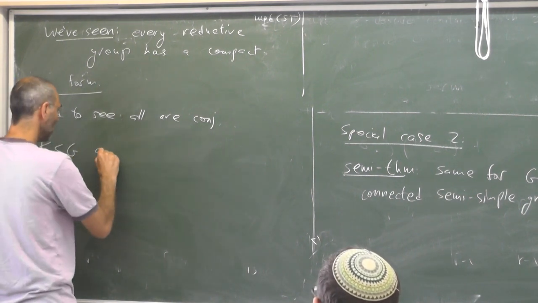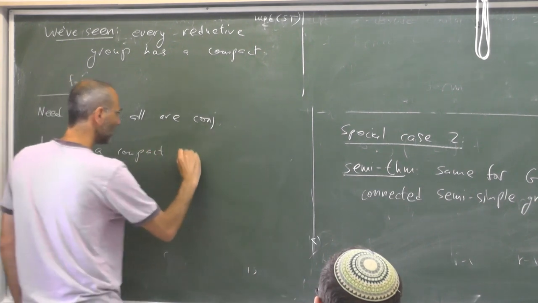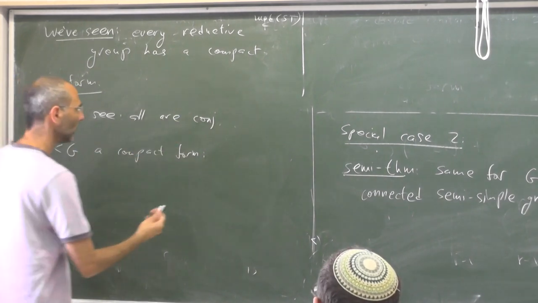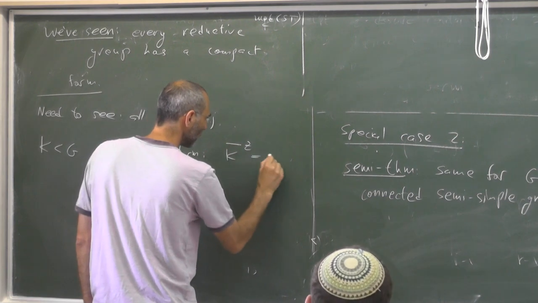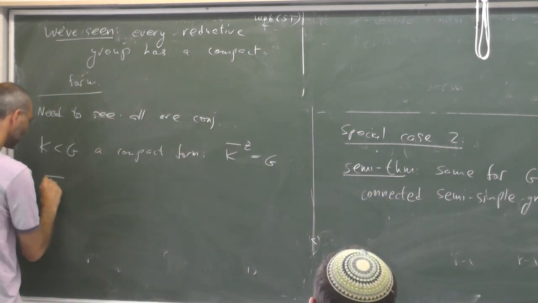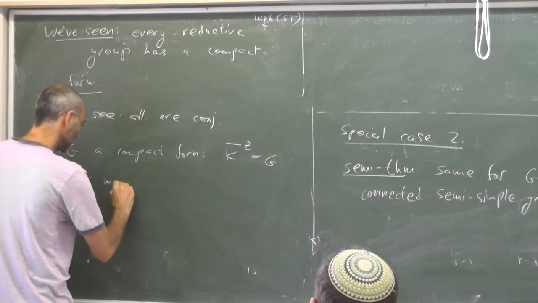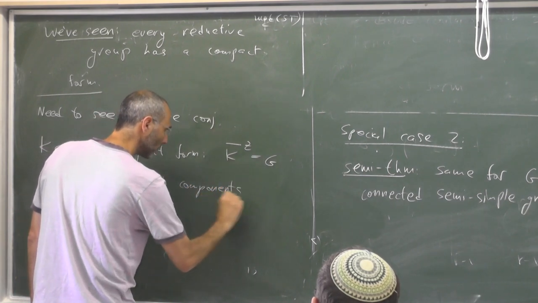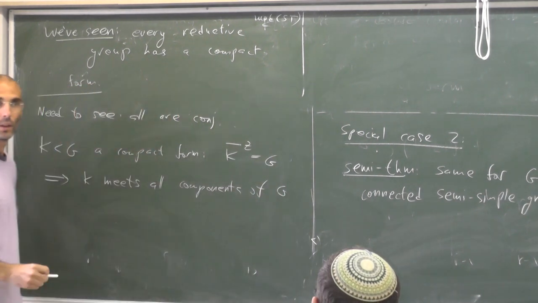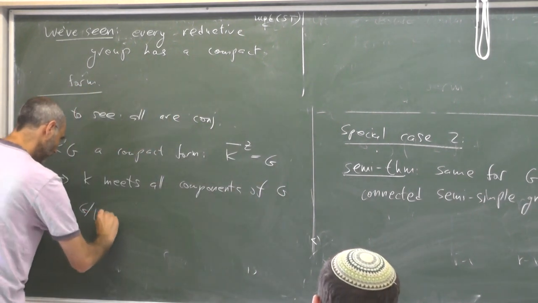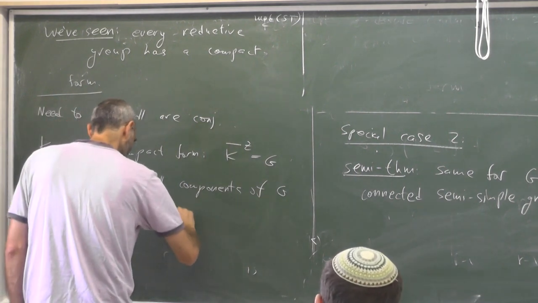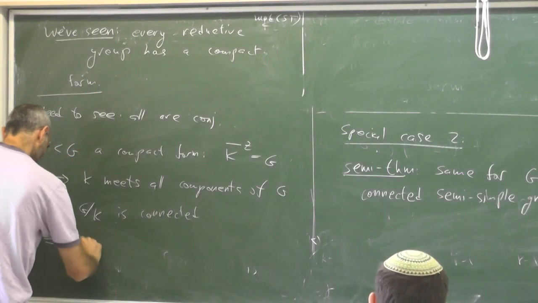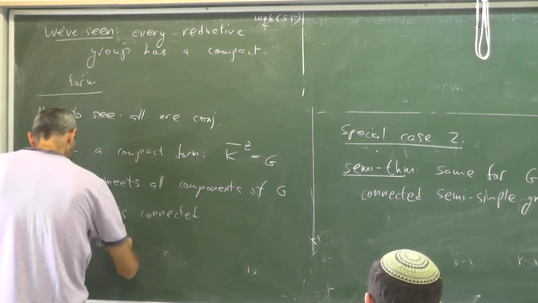So if K and G are a compact form, well, it follows explicitly from the proof, but now let me forget what we've seen before. It follows also from the fact that K is dense in G, that K meets all components of the group G. That is, G mod K is connected. And it follows that G zero acts transitively.